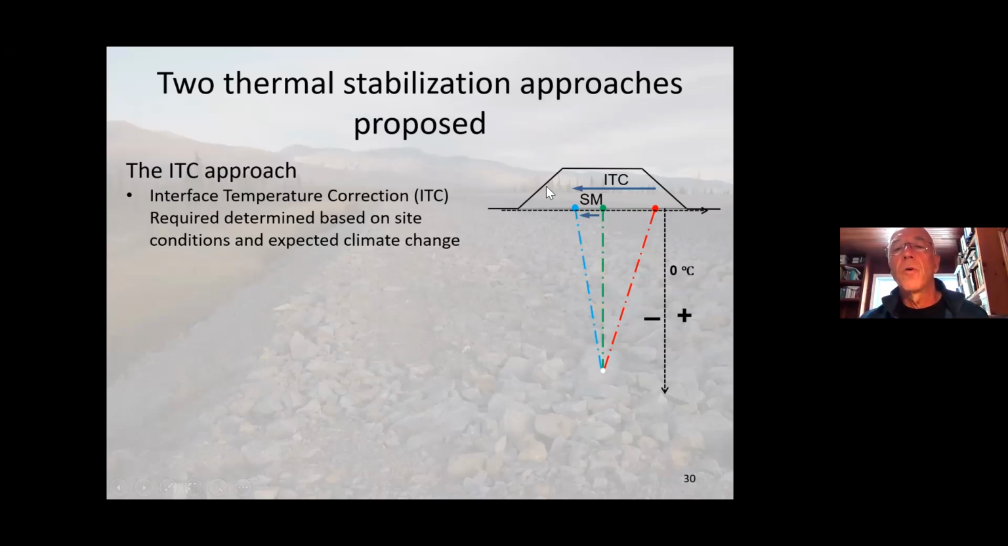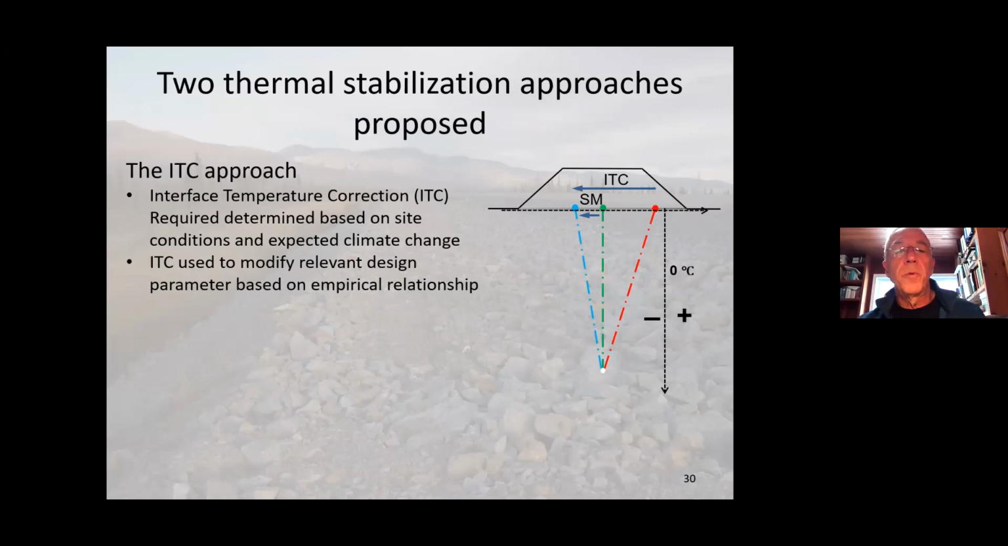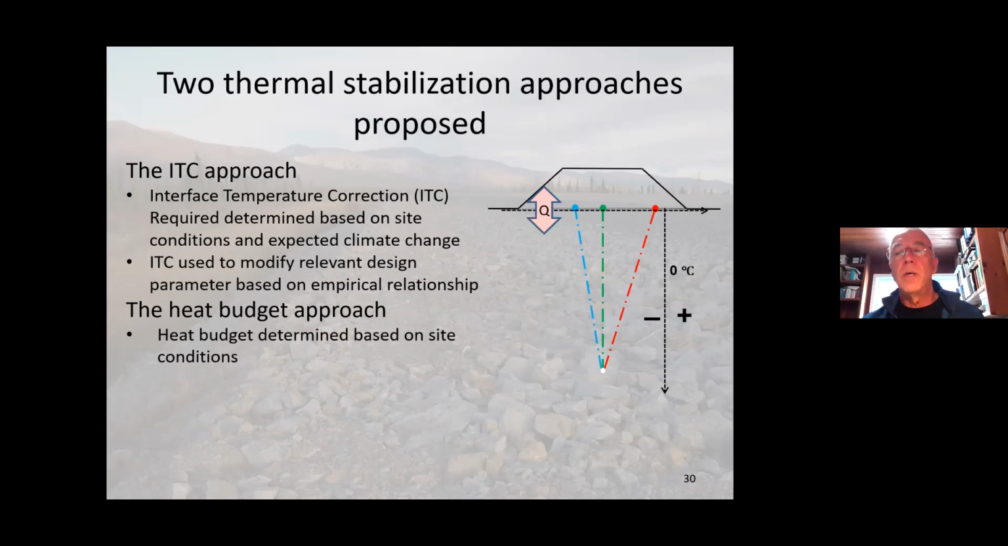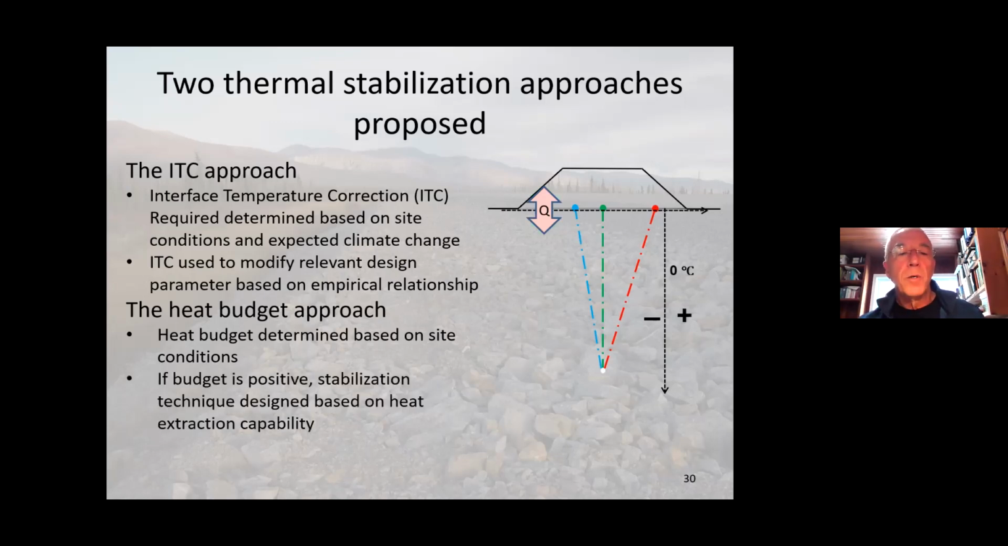Currently there are systems that have been proposed to use that to design the slope and design the surface albedo based on the ITC. So ITC can be used to modify relevant parameters based on an empirical relationship. You can also use the heat budget approach, and that's a more rigorous approach. Then you calculate the heat budget of a non-protected embankment. If the heat budget is positive, then you know how much heat you need to extract to make it stable. So the stabilization technique would then be designed based on the extraction capacity of each technique.